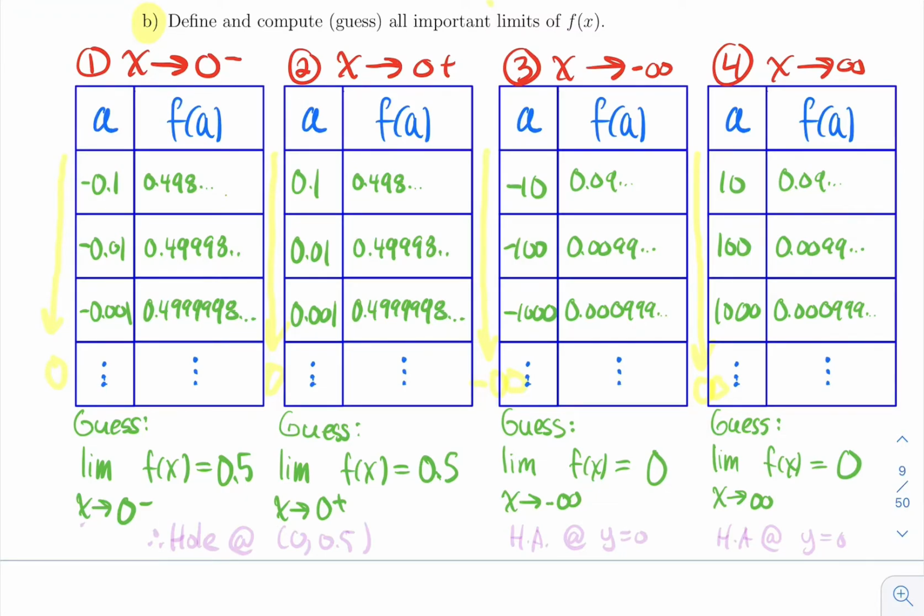Let's do this in purple. So first, we have a hole with the first two limits. We have a hole at (0, 0.5). Why (0, 0.5)?